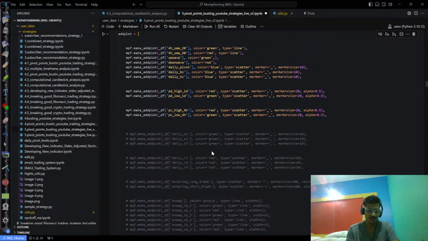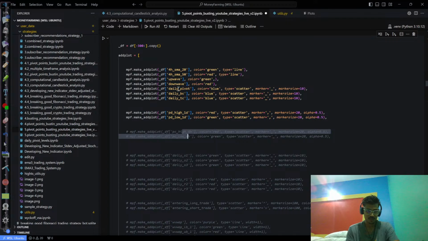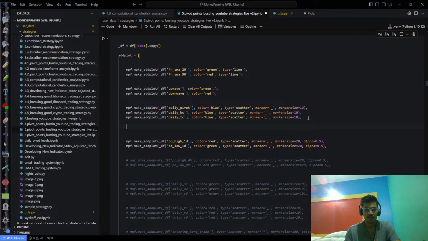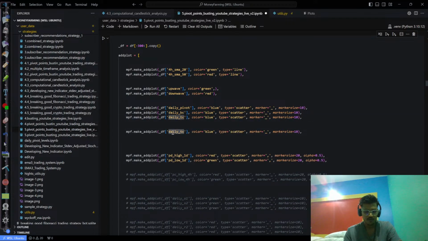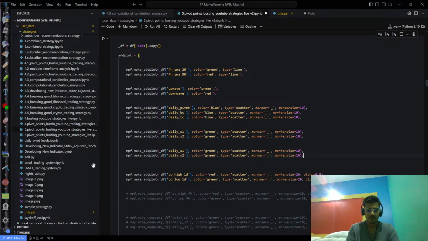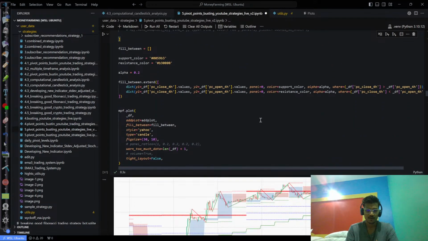So let's plot the S1, S2. Right now I'm not going to plot that one, and then the daily pivot is there. I do want to plot the S1 and S2 though, so let me show you. So it's your daily S1, and then your daily S2, but the color I want is green. Give me green color, and then here I want the red color, okay. All right, let's go and check it out.